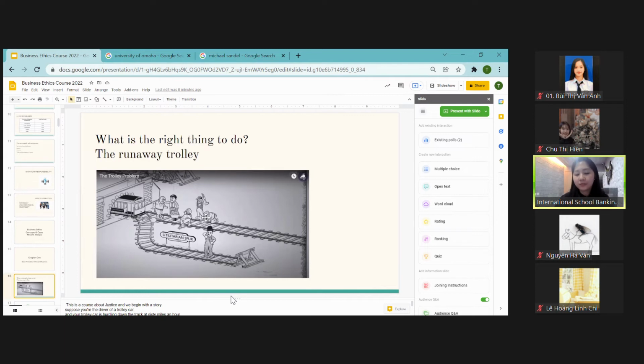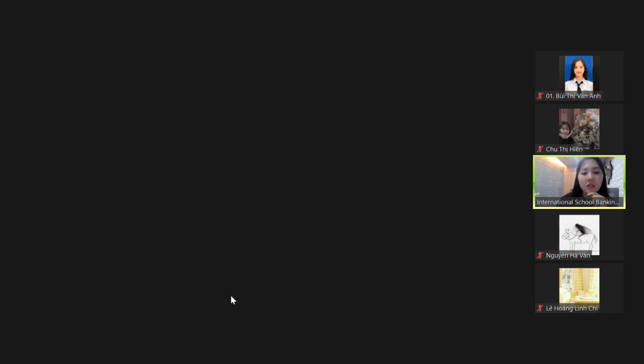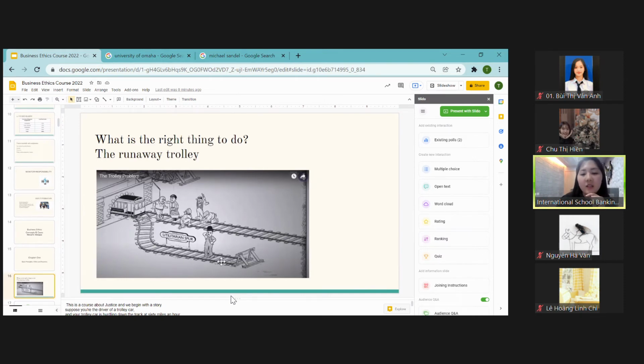You are very nervous, you feel helpless, and then you realize that next to the main track there is a side track. This is a side track, okay? And even though your brake doesn't work, your steering wheel is working. What is the steering wheel? It is the wheel that you steer. It will turn to the side track. And at the end of the side track, there is only one worker working.